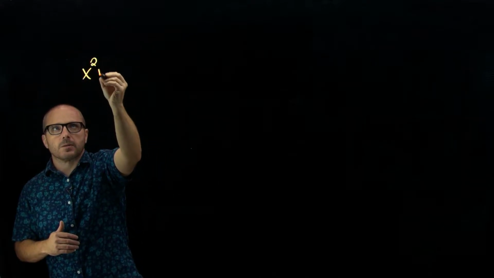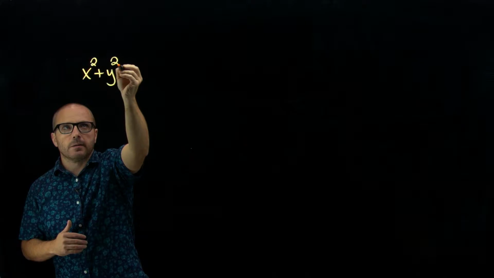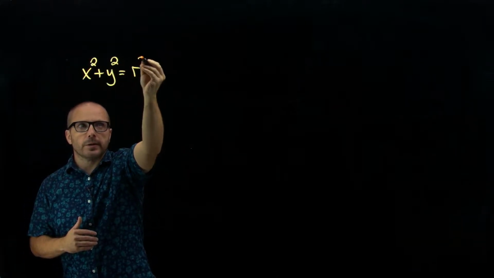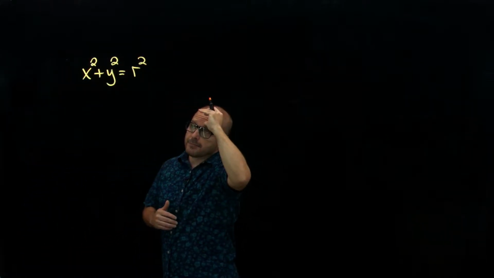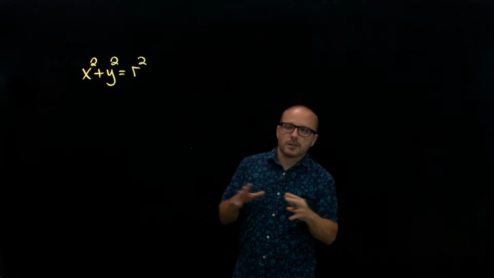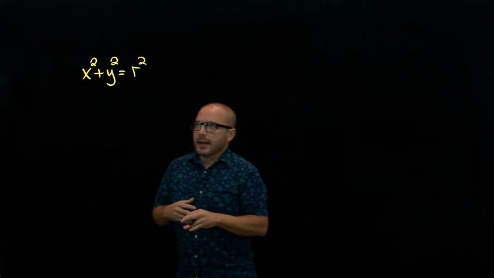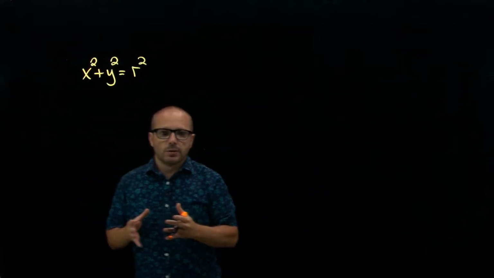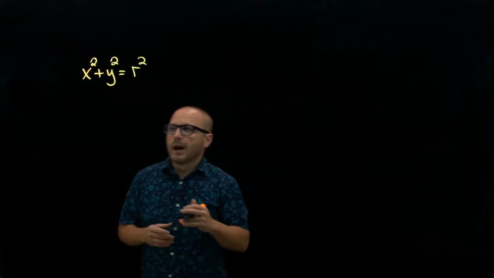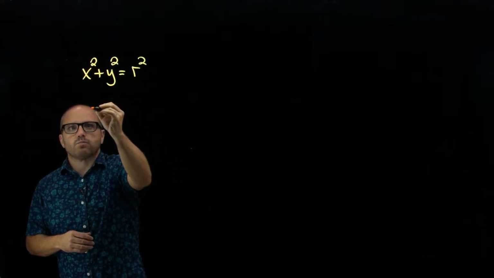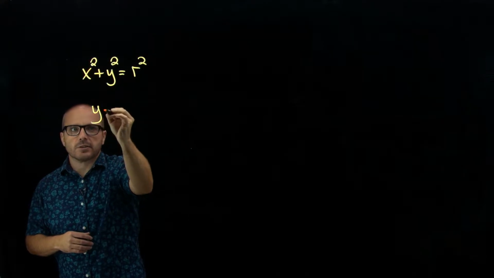Here's a basic circle, right? x squared plus y squared equals r squared. That would be a circle of radius r centered at the origin. And what I've told you could do with other equations is if you could write it as y as a function of x or x as a function of y.